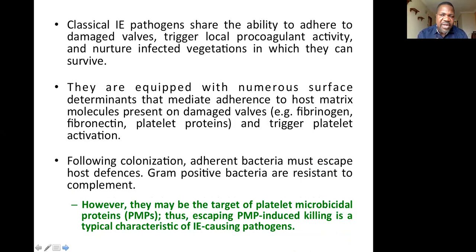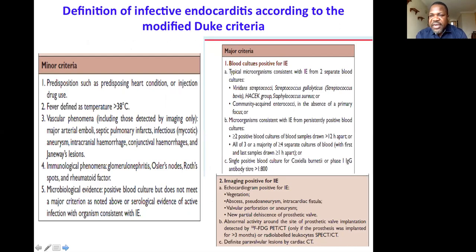Following colonization, adherent bacteria escape the host defense. One of the ways they escape is related to what we call PMPs, platelet microbicidal proteins. Platelet microbicidal proteins are released by the platelets, and those infective endocarditis-causing pathogens are able to escape the effect of the PMPs. So it is one of the characteristics.